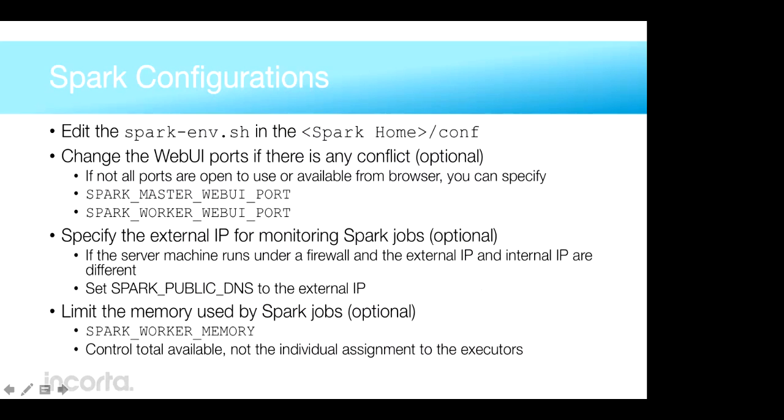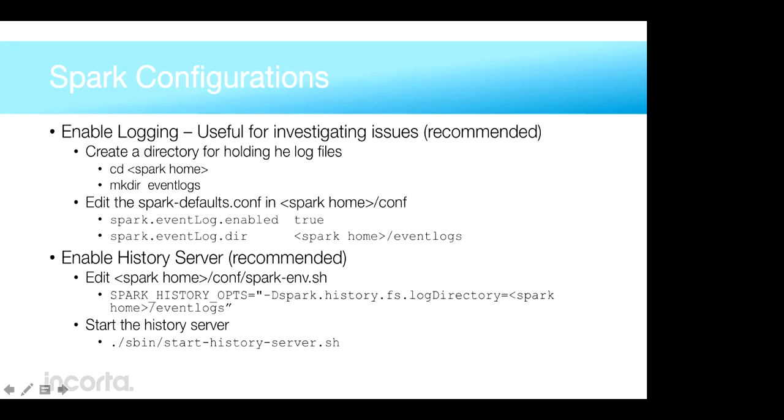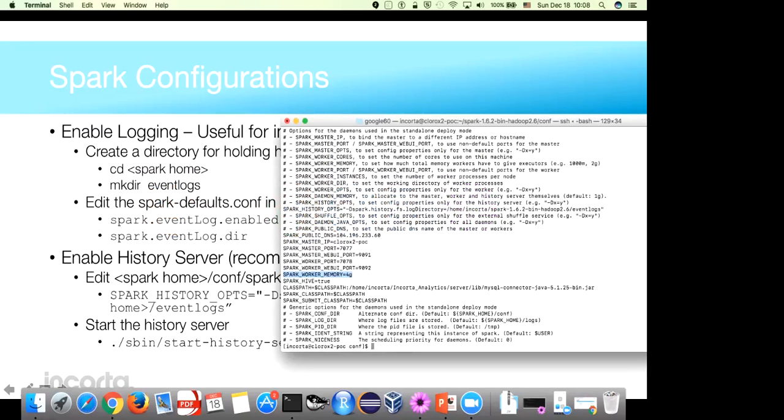So this is the very basic configuration, most of which is optional, depending on whether that situation applies to you. Another thing is that Spark provides logging for you to investigate issues, but you need to enable it. The way to enable this is to go to another directory, another file.